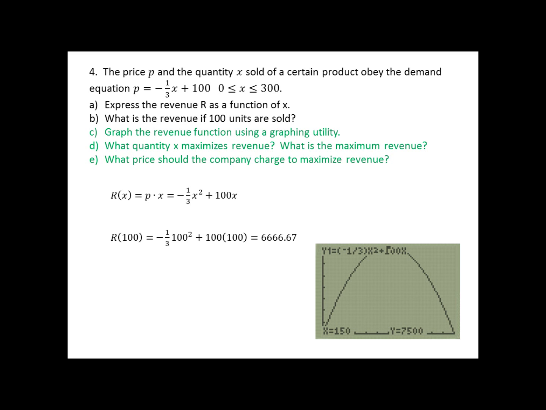That's actually why they had us plug in 100. They wanted to give us a sense of how big this revenue could get. I can also read off from my trace that the company has to sell 150 units in order to maximize that revenue. So our answers for part D: what quantity maximizes revenue? 150 maximizes the revenue. What is the maximum revenue? $7,500. For part E, what price should the company charge to maximize revenue? We take 150 and plug it all the way back into our P function, and we find out that the company should charge $50 for each unit.